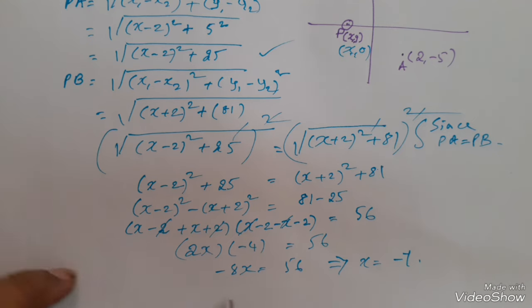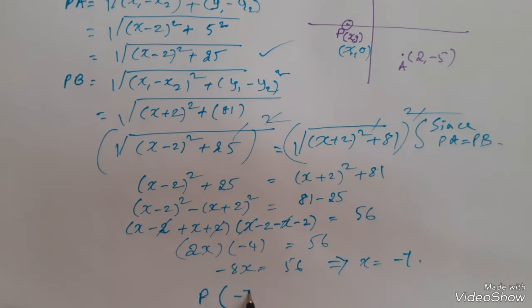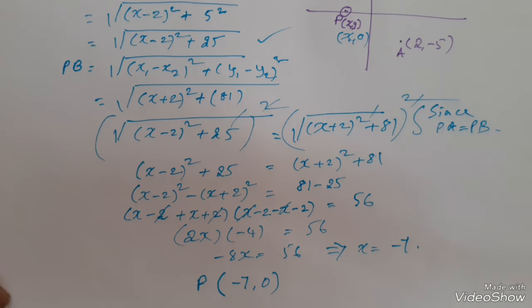So the point which is equidistant is minus 7, 0. It is the point which is equidistant from the given 2 points. So this is the answer. Thank you. Now see the 8th problem.